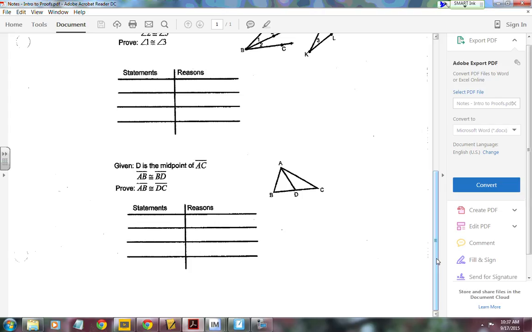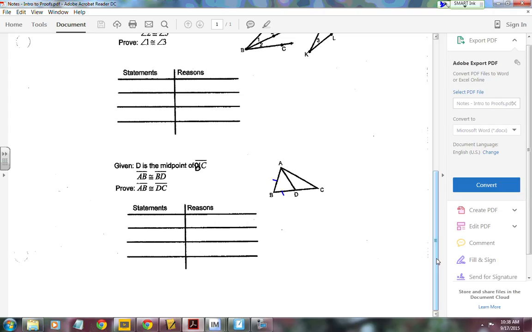D is the midpoint, and this should be BC. D is the midpoint of BC, and it says that AB and BD are congruent. And I want to prove that AB and DC are congruent.